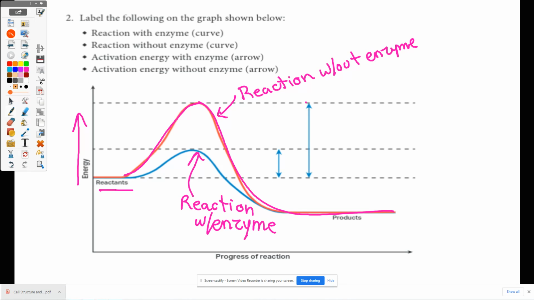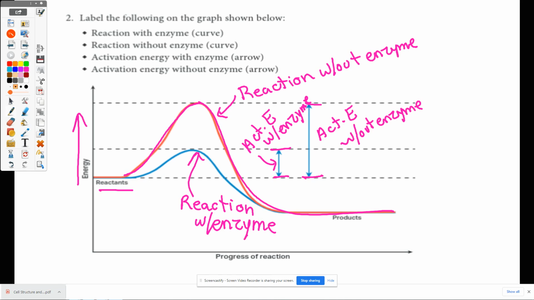So now these blue arrows are talking about the measure of energy from the reactants to the top of the peak. So this blue arrow would represent the activation energy without the enzyme. And notice it is much larger than the activation energy with an enzyme.